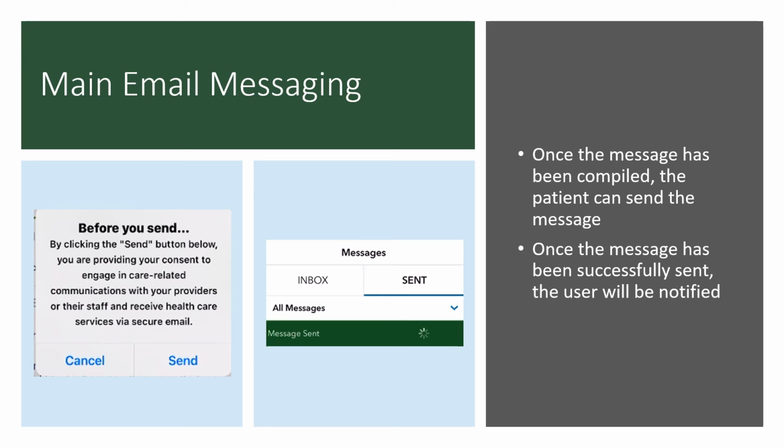Before the message is sent, the user is provided with a disclaimer, notifying them that they are giving consent to engage in care-related communications. A green bar will provide a notification that a message has been successfully sent. Once the message has been successfully sent, it will appear on the user's sent page. The patient or the clinical staff can click on their email and see the message that they have sent.